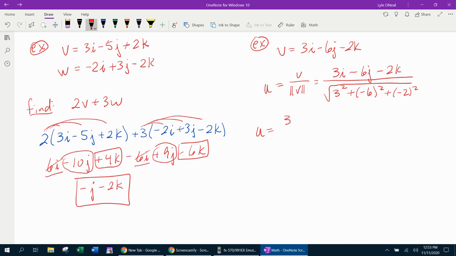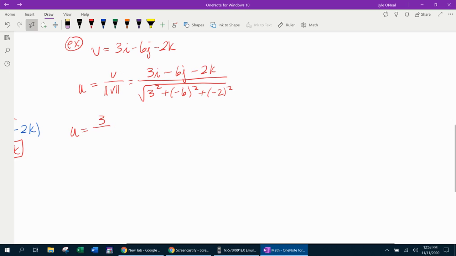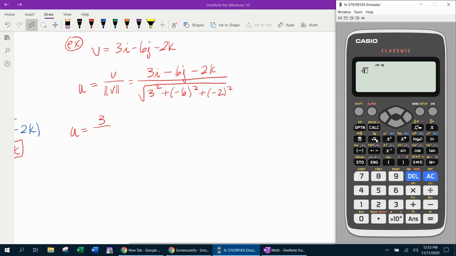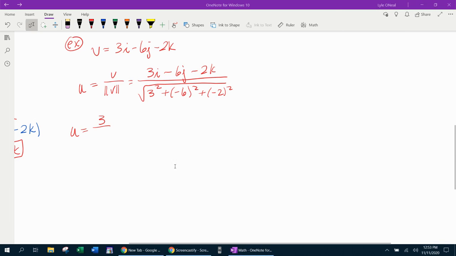All right, so here we go. We're going to have 3 over, what is all of that going to work out to be? You know what I'm going to do? I'm going to use the calculator because I'm lazy. I mean efficient. That's going to be 3 squared plus 6 squared plus 2 squared. And if you're wondering why didn't I put the negatives in, it's because those are going to end up being positive anyway. And so that'll give me the correct answer. So that's going to work out to be a whole number, 7.